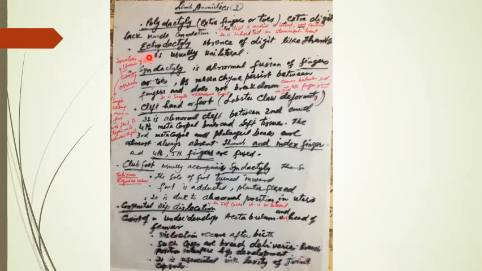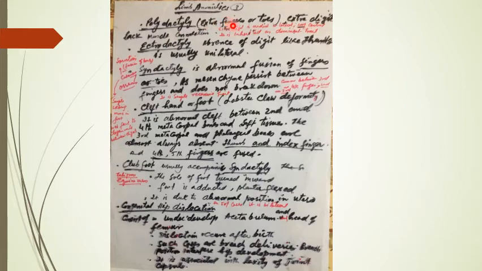Syndactyly is fusion of the fingers. It may be cutaneous, that is skin attached, and it can easily be separated and cut off, or may be attached by bone, which is shown as a hard simple webbing. It is more seen in the foot as compared to the hand, and the skin between the fingers fails to degenerate, so the fingers get fused.